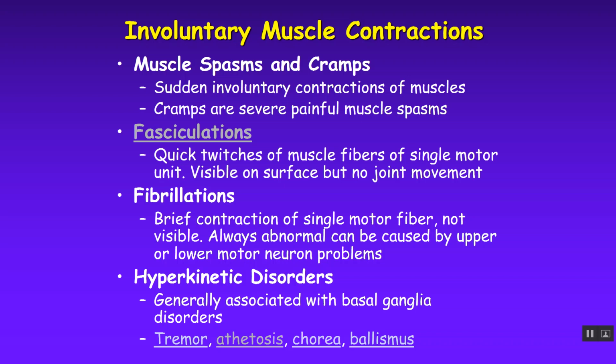Fasciculations are a thing: quick twitches of muscle fibers of a single motor unit. Remember what a motor unit is? That's the anterior horn cell and all the motor fibers it goes to. Basically, a fasciculation is some rogue anterior horn cell just going beep, firing and sending an action potential spontaneously, without you controlling it, causing its motor unit to fire.